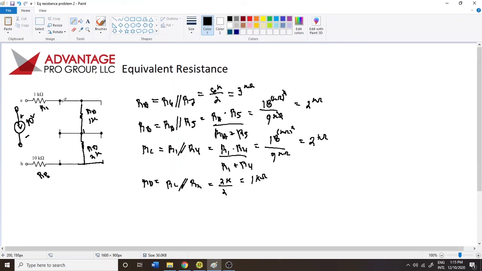We have 1K resistance in series with 1K, in series with 2K, in series with 10K. So now we can calculate the equivalent resistance for all of it. REQ. It just happens to be that E comes after D, but I'm going to just write EQ here. So we have 1K plus 1K plus 2K plus 10K. 2K plus 2K is 4K, plus 10K equals 14K ohms. And that is your equivalent resistance for this circuit.